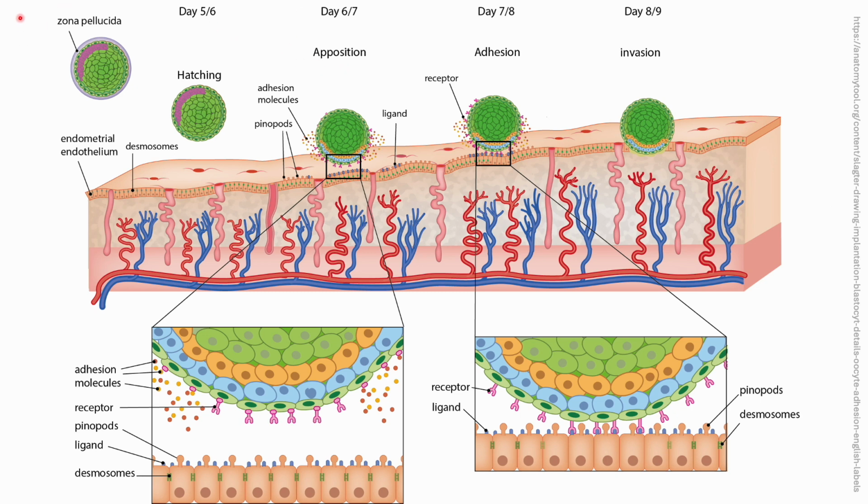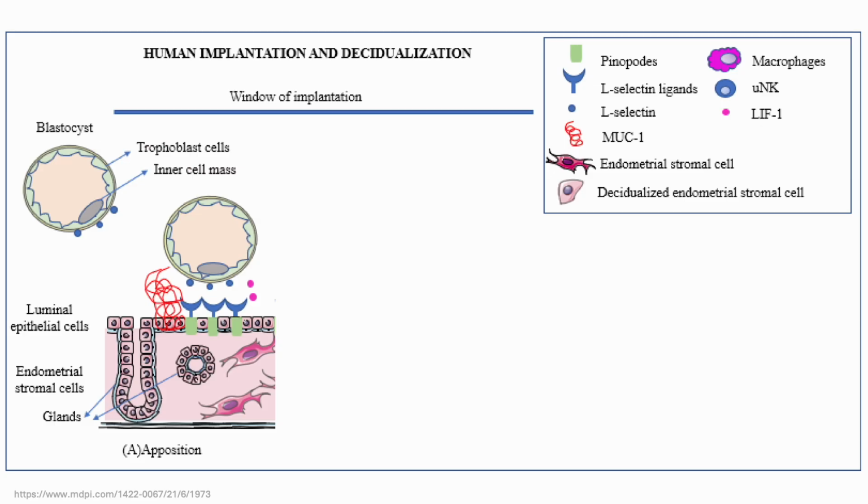So, after an egg is brought down into the uterus, it's still in the zona pellucida. It undergoes a hatching event where the trophoblast and the inner cell mass, the embryoblast, come out of the zona pellucida, and then it kind of rolls around on the endometrium within the uterus until it invades. So the distinct stages include apposition, adhesion, and invasion. We'll go over each of those one by one.